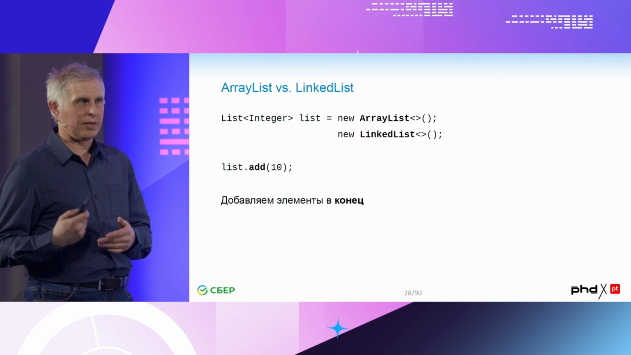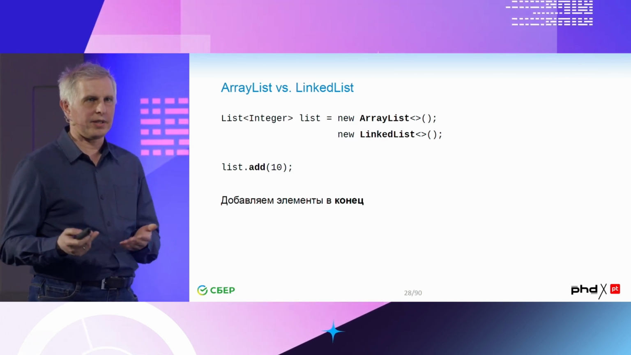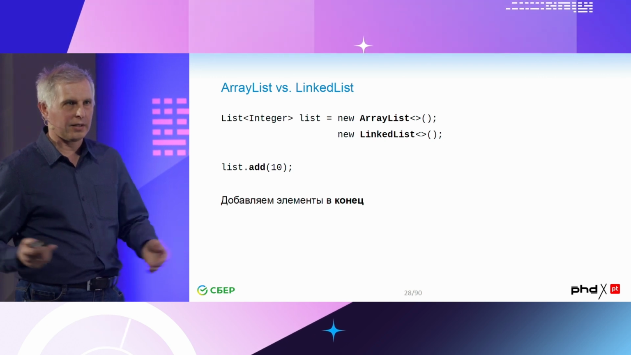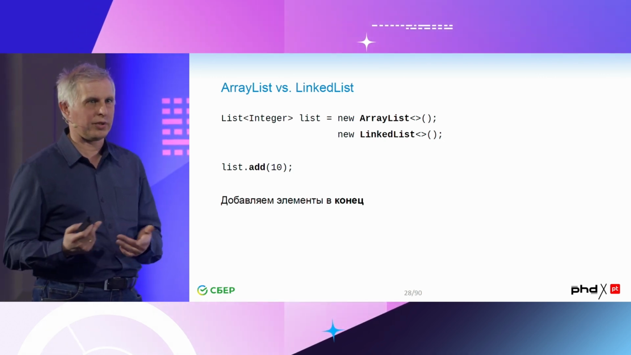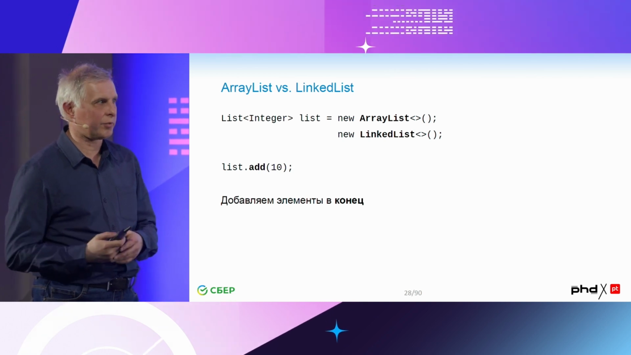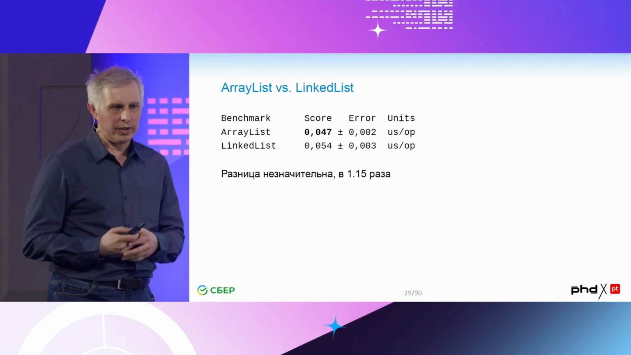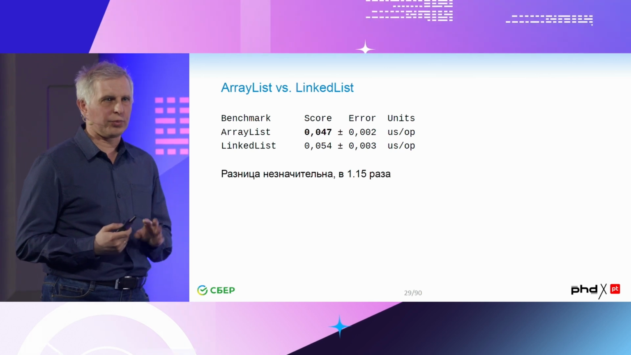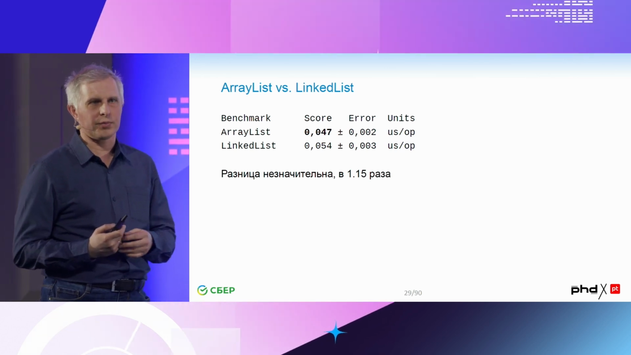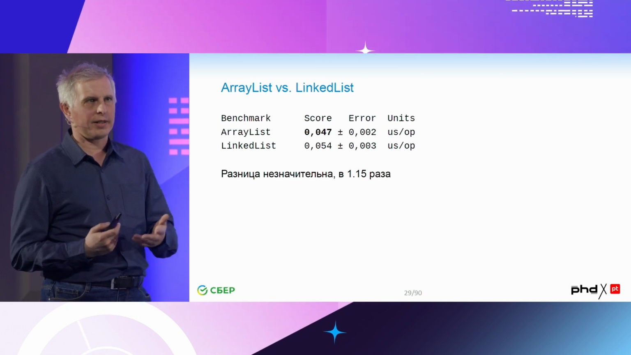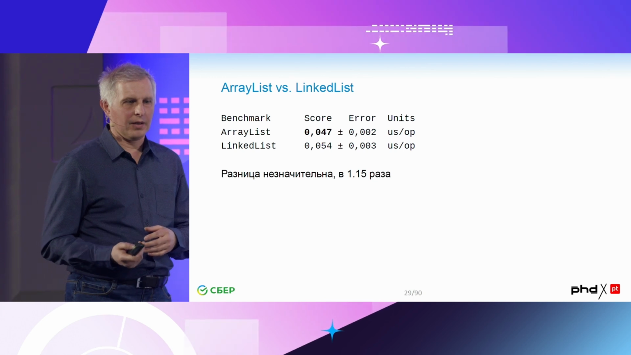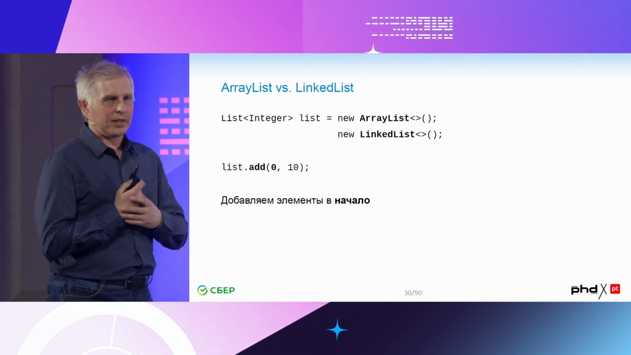Let's add elements to the end. If we add elements to the end in ArrayList, when it's full, we just reorder the array. In LinkedList, we make a node and tie it to the end. So the time is more or less the same. LinkedList is a bit longer, because we create a node, and the creation of an object takes time. So they're comparable.